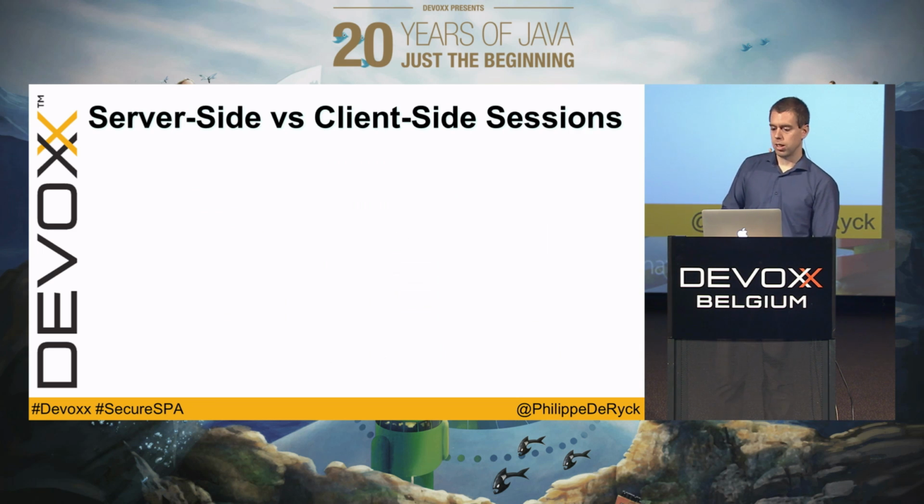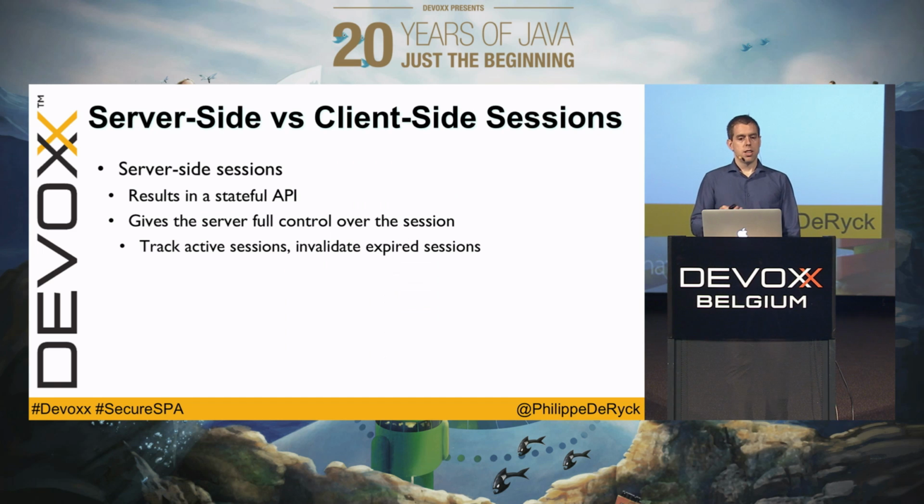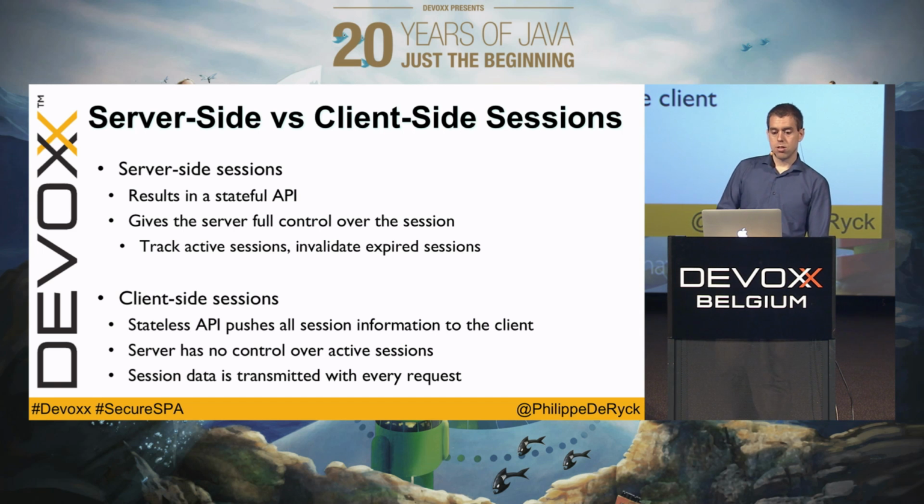We store the state on the client side. This has some advantages versus server-side storage. So for example, in a server-side session, you have a stateful API, which is a disadvantage, but you have full control over the session. If you want to invalidate a session, you simply destroy the object and the session is forgotten. If you want to track active sessions, you simply loop over the list of session objects and again you have the data. Client-side sessions don't have these advantages.